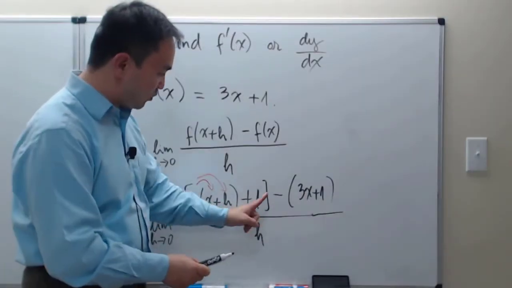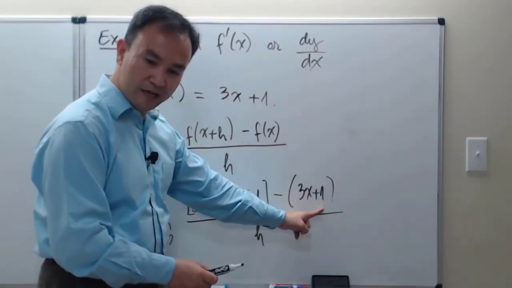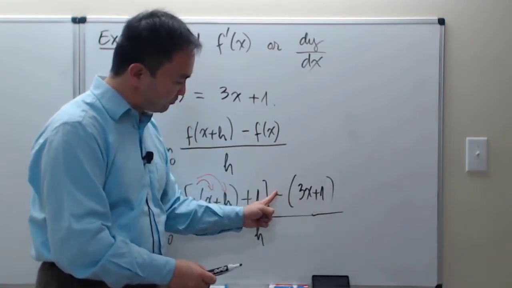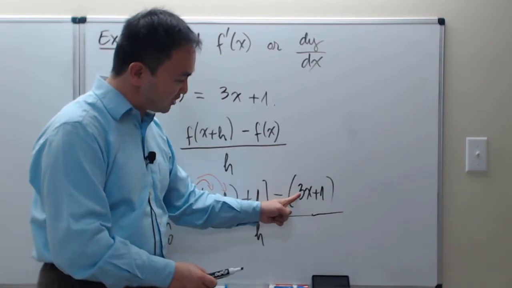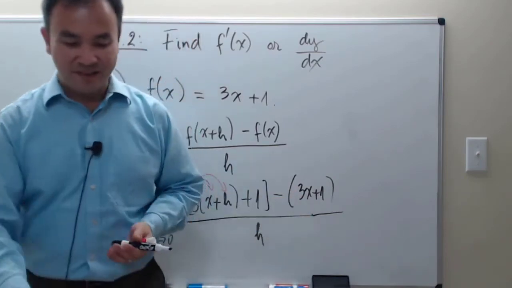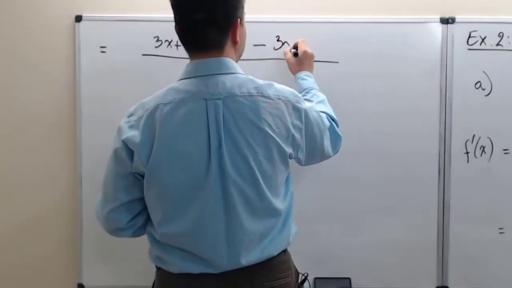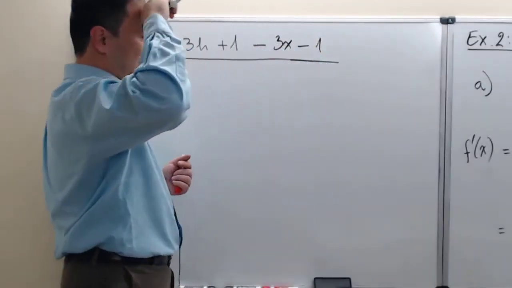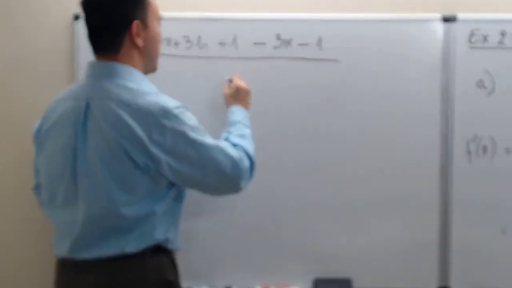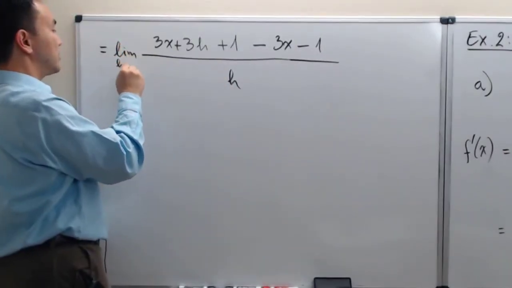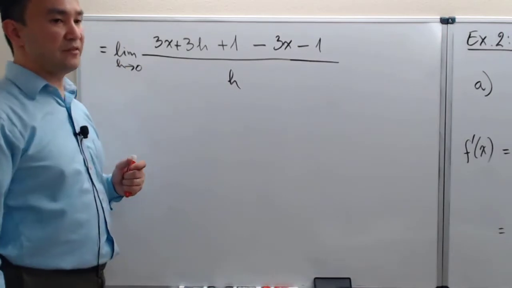So it was minus, but 3x plus 1 inside parentheses, so it's going to have to change signs here. Now I'm looking at minus 3x minus 1, over h. And that's how I keep working out my difference quotient in every step.